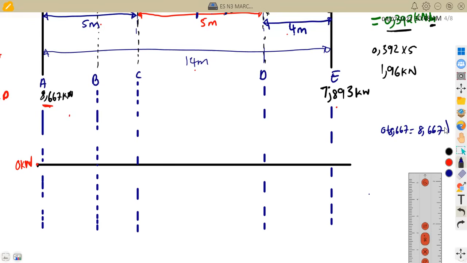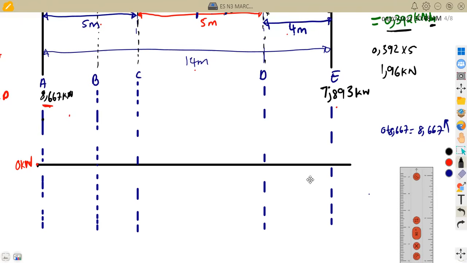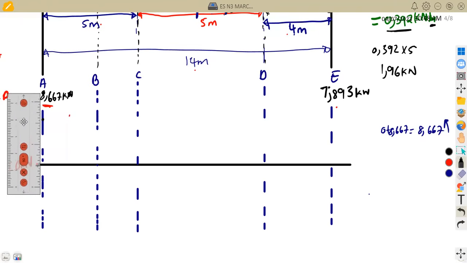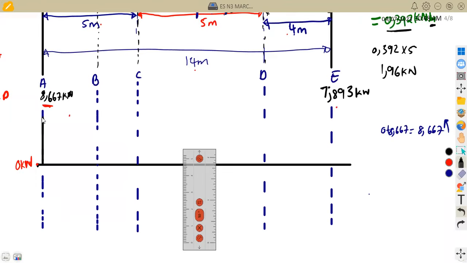So it's a support, it goes direct. Okay, so let's say this is where I'm having my 8 comma. You're supposed to do this according to scale, but like I said, here I'm just going to show you the major points that we are supposed to have on your diagram. Okay, so let's say this is where I have my point 8.667. So I'm going to write 8.667 kilonewton at this point.